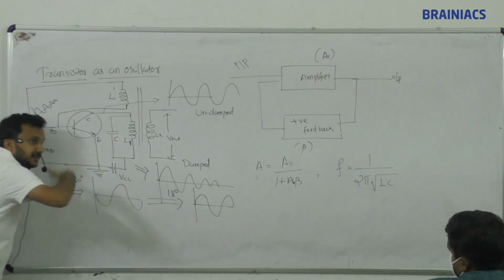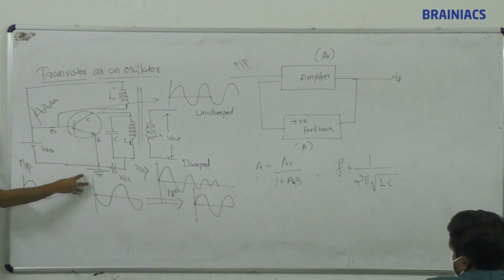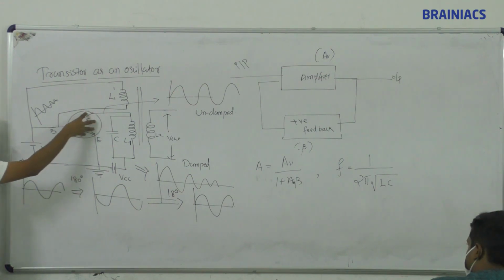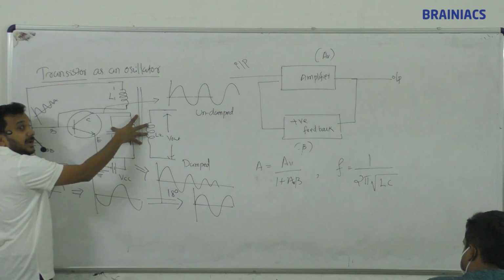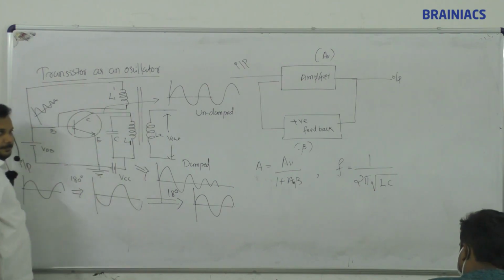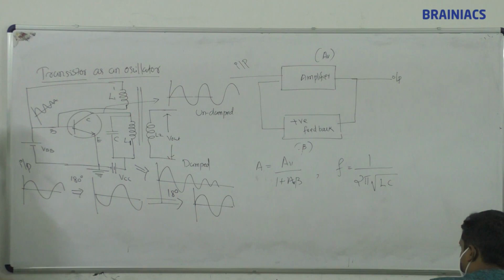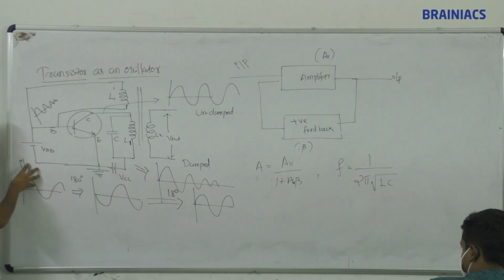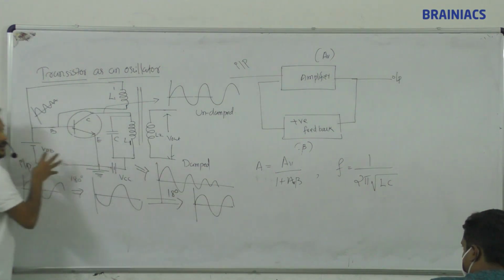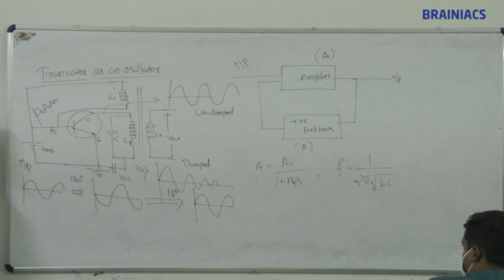Who is rotating this two times? First time, 180 degrees rotated by the transistor. Second, rotated by the feedback network or LC circuit. Okay. So for an oscillator to work, the phase shift between the input signal and the final output signal should be what? 360 degrees or 0 degrees.